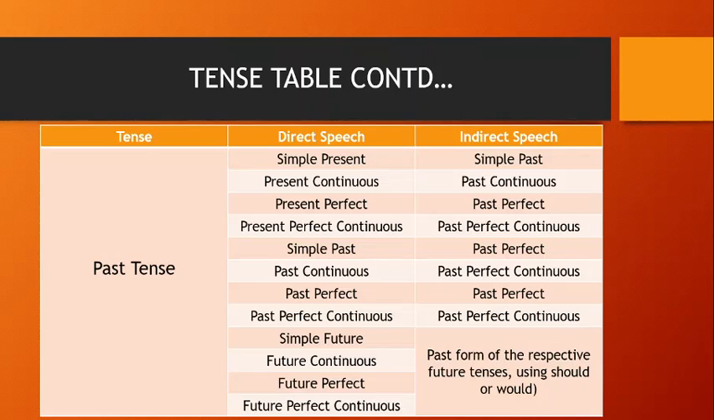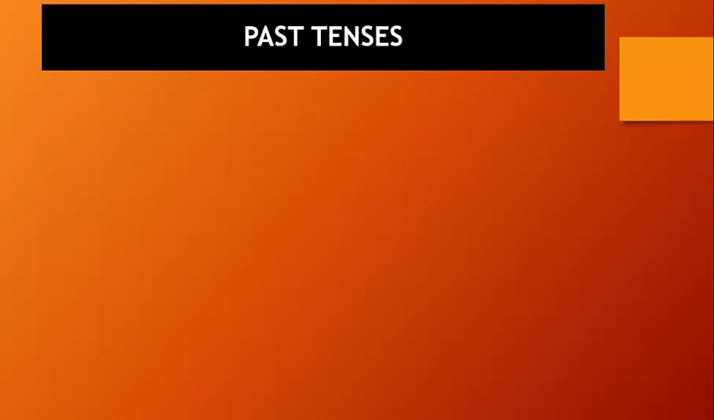And when we are dealing with a future form, we just use should or would in place of shall and will. But the remaining things remain just the same. We use the past form of the respective future tenses. It will be even more clear when we come to the next slide, which gives us the examples of how it works. So let's have it.